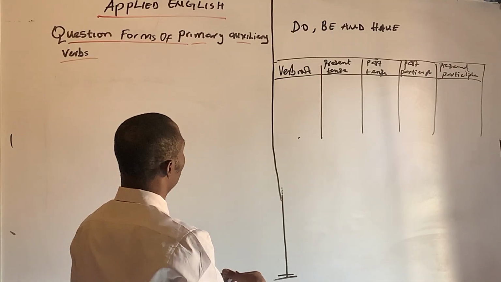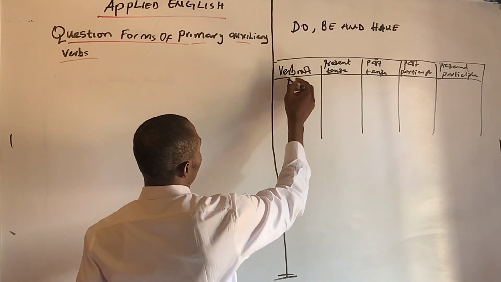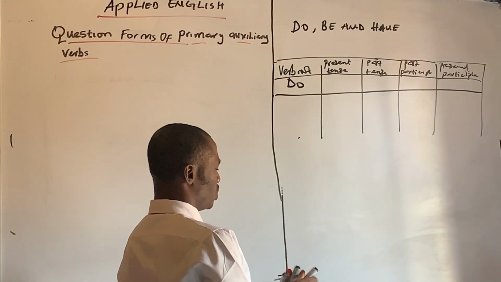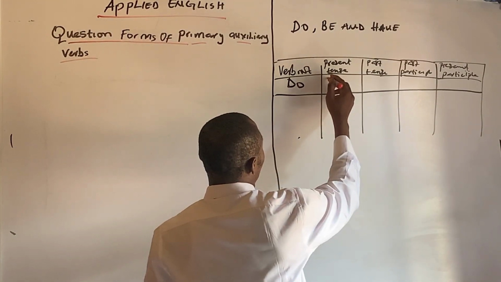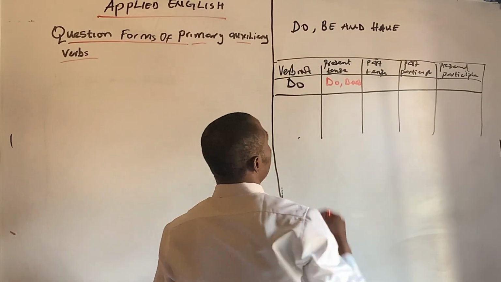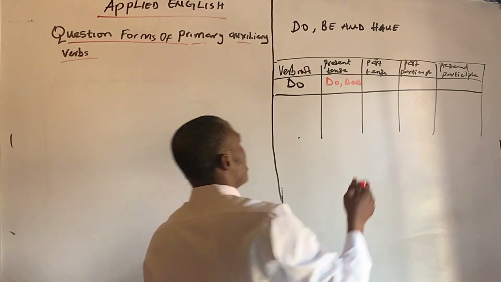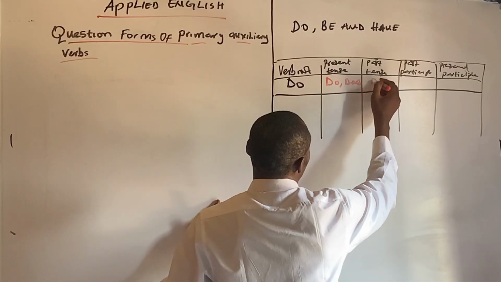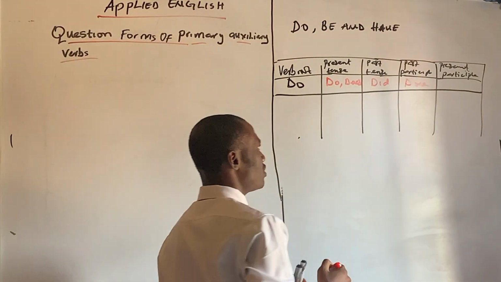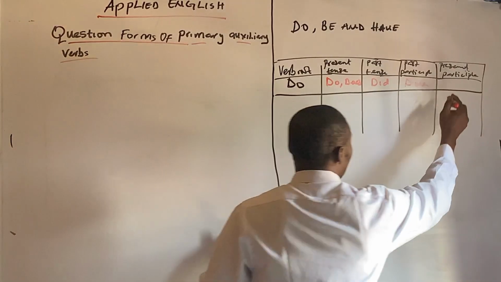Let's start with the verb do. Now, what's the present tense for do? The present tense for do is do and does. The past tense is did. The past participle is done. The present participle is doing.